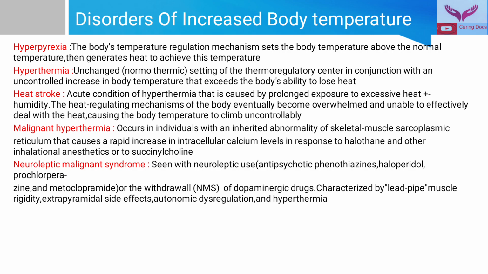Neuroleptic malignant syndrome is seen in patients using neuroleptics such as antipsychotic phenothiazine, haloperidol, prochlorperazine and metoclopramide, or with withdrawal of dopaminergic drugs. It is characterized by lead pipe muscle rigidity, extrapyramidal side effects, autonomic dysregulation, and hyperthermia.